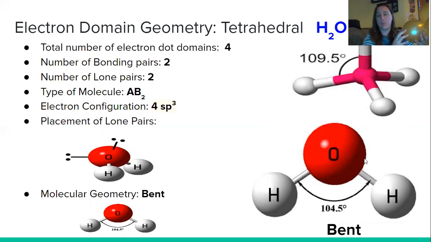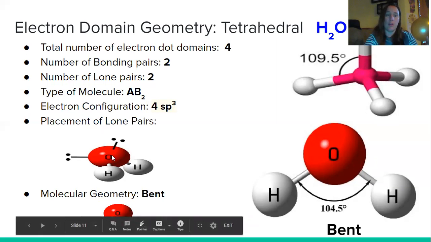In our electron domain geometry for tetrahedral, I chose water as my bent molecular geometry. Their total number of electron domains is 4. We have 2 bonded pairs, and this time we have 2 lone pairs, so 2 pairs of electrons that are not bonded to another atom. It's still an AB2 molecule. We have a 4sp3 configuration.